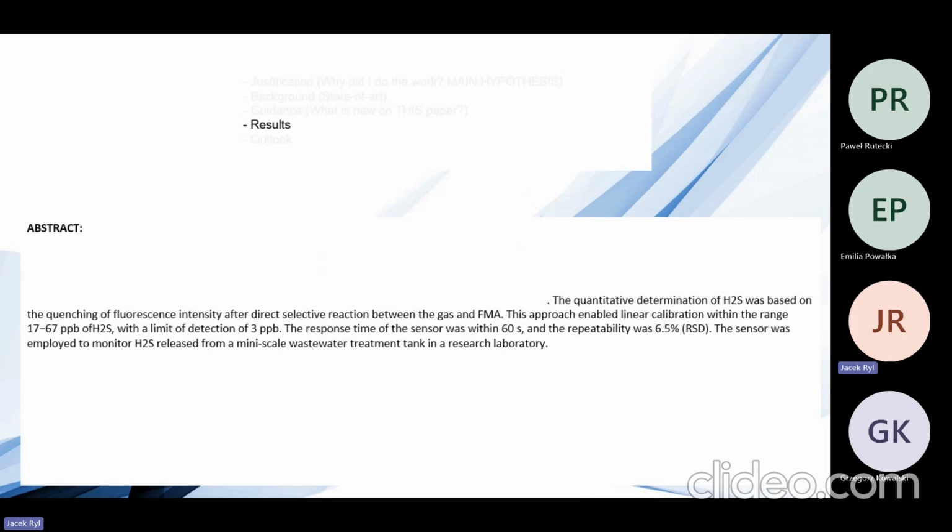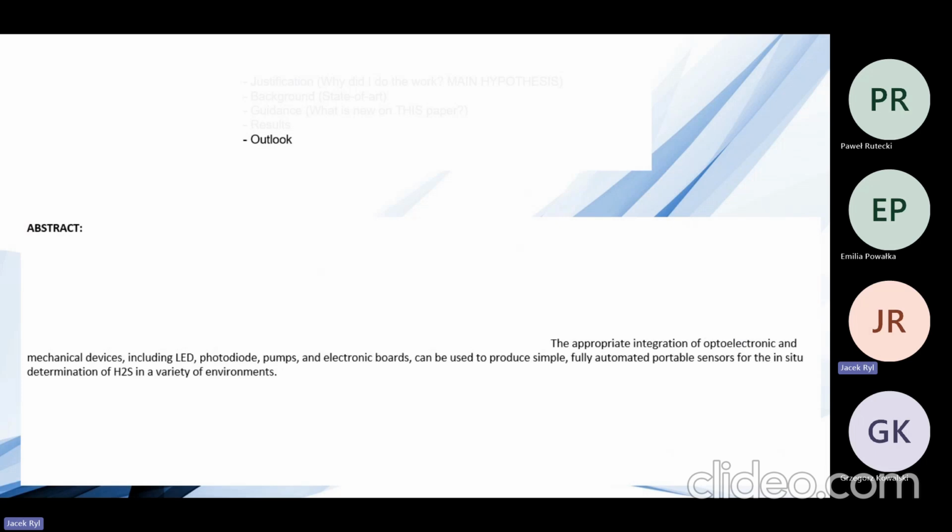Results. The quantitative determination of H2S was based on the quenching of fluorescence intensity after direct selective reaction between the gas and FMA. This approach enabled linear calibration with a detection limit, response time, and repeatability. The sensor was employed to monitor the gas released from a mini-scale wastewater treatment tank in a research laboratory.